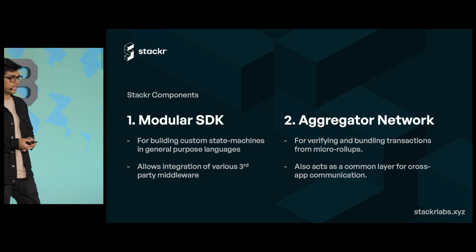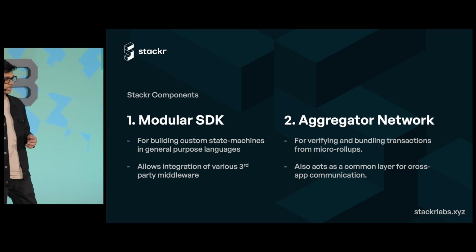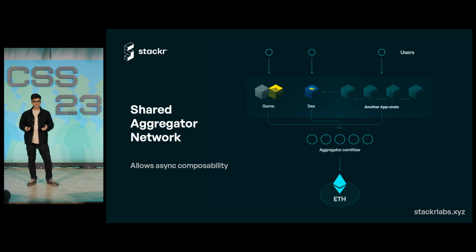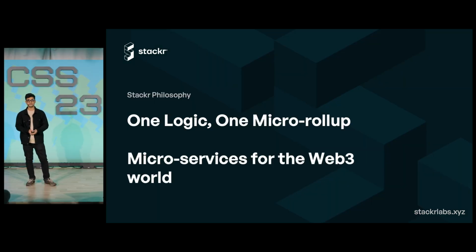And the next part is the aggregator network. Think of it as bundlers for 4337, but it actually rolls up rollup transactions. The shared aggregator network sits in between the L1 and the application, and it allows for async composability, and it rolls up your data. The Stackr philosophy is simple: one logic, one micro-rollup. We are building microservices for the Web3 world, which is unheard of until now.